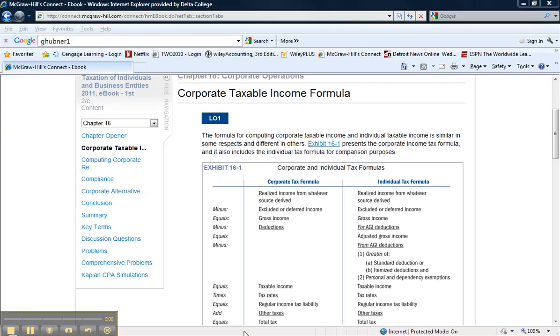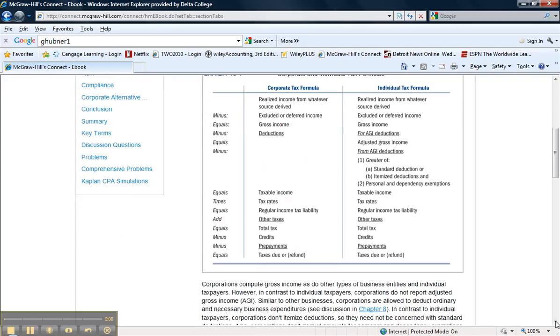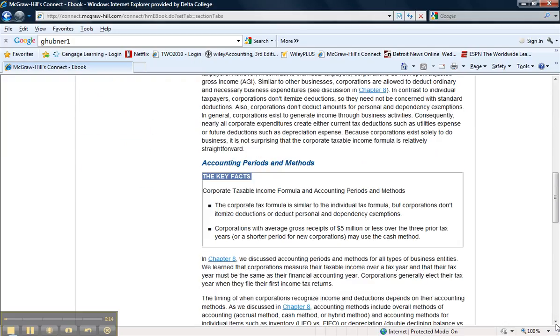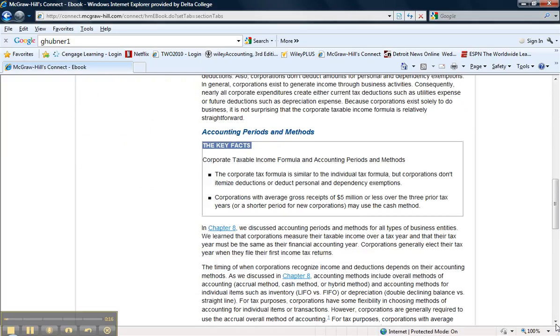15 is specific to corporations. Learning Objective 1 starts off talking about the corporate taxable income formula. You know, read through that. I think there's not going to be any surprises there. And it also talks about accounting periods and methods, specifically with regard to corporations.